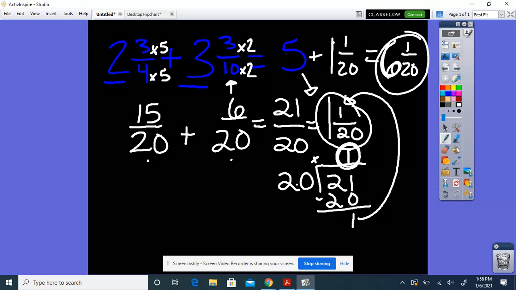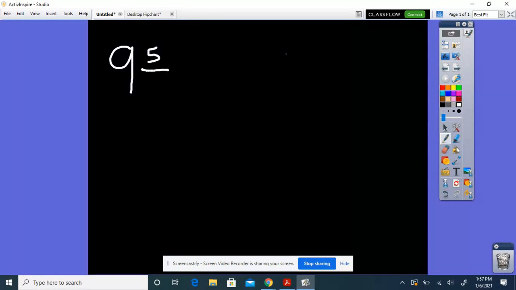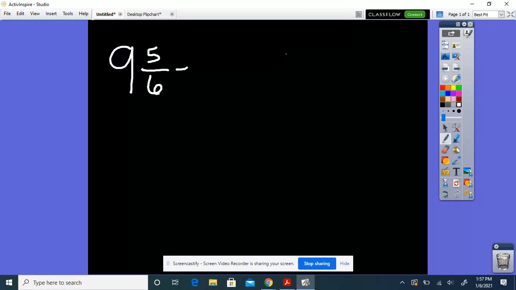All right, let's go over another one with subtraction. I'm going to turn to page 385 and we're going to look at number 5 together. So we have 9 and 5/6 minus 2 and 1/3. Let's subtract our 9 and 2. 9 minus 2 is going to give me 7. Now I need to focus on this 5/6 and 1/3. Before I can subtract those, I need to have a common denominator.